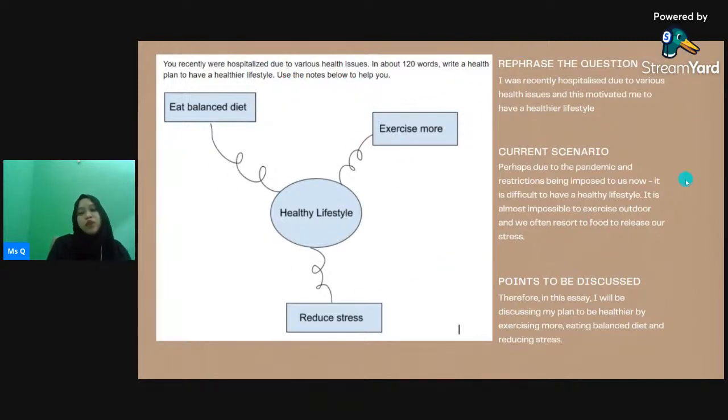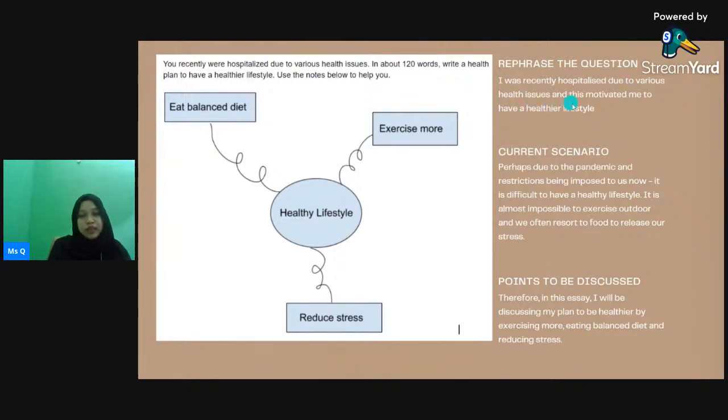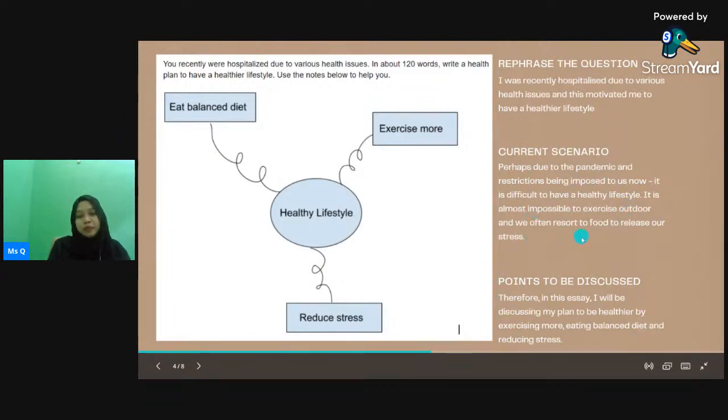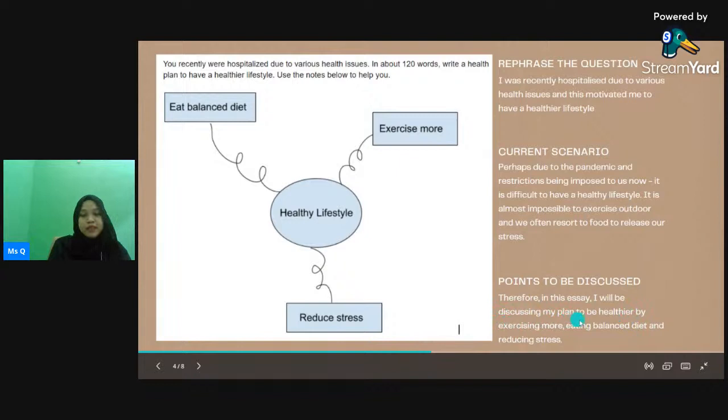So this is how I'm going to write my introduction normally. How I rephrase the question is that I was recently hospitalized due to various health issues, and this motivated me to have a healthier lifestyle. That will be the first sentence that you use to write the introduction. And then after that, your current scenario would be perhaps due to the pandemic and restrictions being imposed on us now, it is difficult to have a healthy lifestyle. It is almost impossible to exercise outdoors, and we often resort to food to release our stress. So that is the current scenario that we are having right now when it comes to a healthy lifestyle. That would be my second point when I'm writing my introduction. The third point, points to be discussed, is: therefore in this essay, I will be discussing my plan to be healthier by exercising more, eating a balanced diet, and reducing stress.